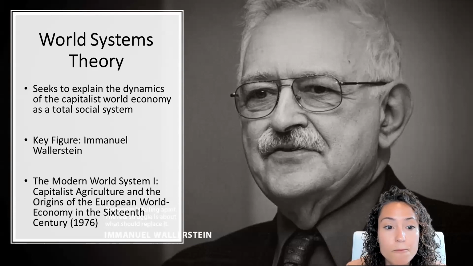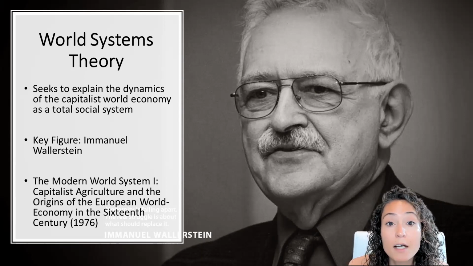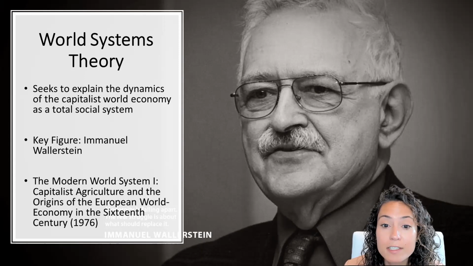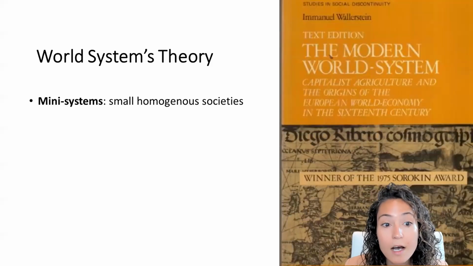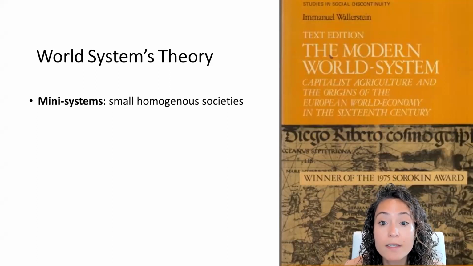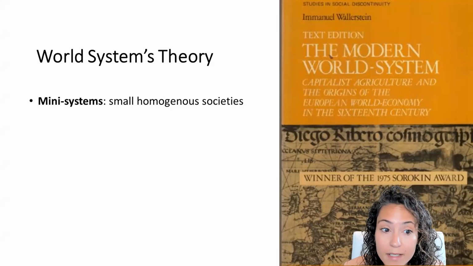In 1976, Wallerstein published The Modern World System: Capitalist Agriculture and the Origins of the European World Economy in the 16th Century. Wallerstein's goal was to develop a new theoretical paradigm to guide our studies of the emergence and development of capitalism, industrialism, and modern world nation-states. According to Wallerstein, the modern nation-state exists within a broader economic, political, and legal framework, which he called a world system. Wallerstein believed that there are only three basic types of social systems: mini-systems, world empires, and world economies.